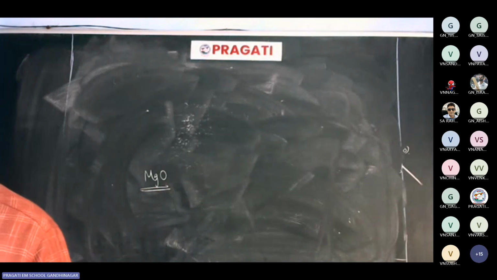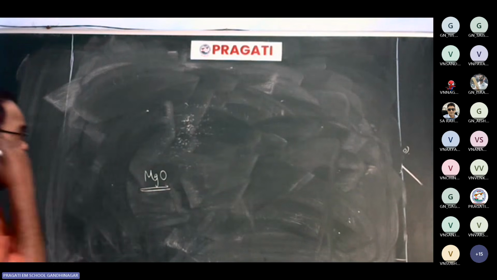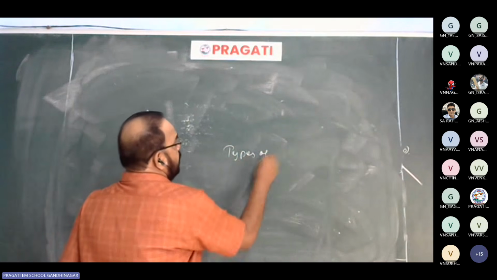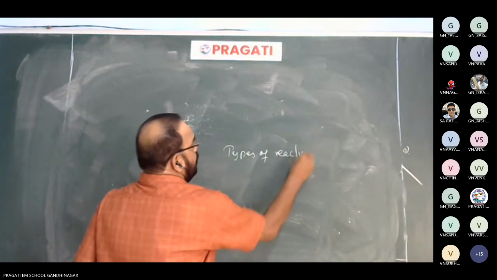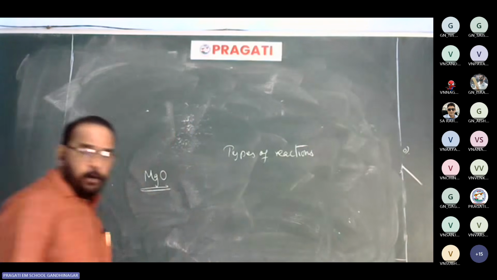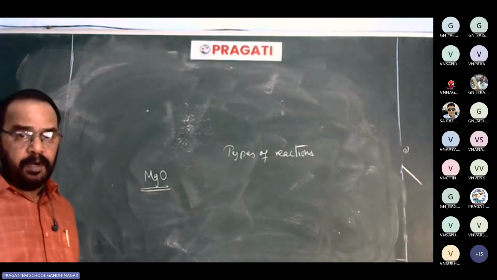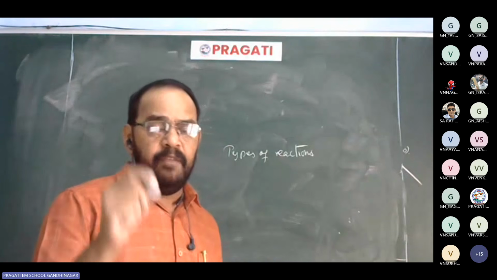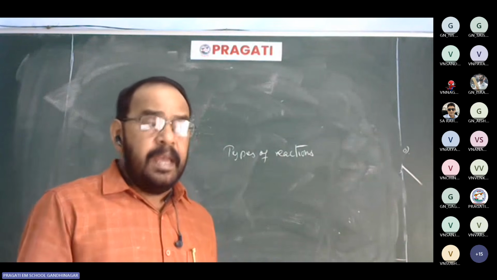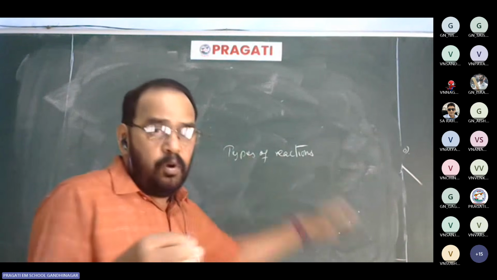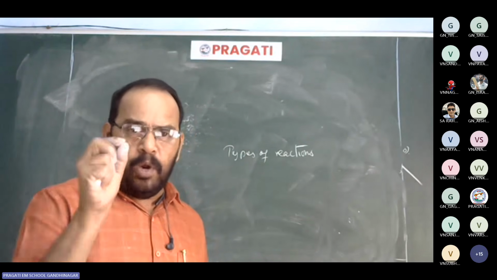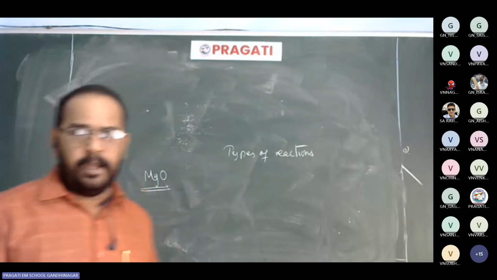Next question: types of reactions. They will ask you what the types of reactions are, with an example. For example, what is chemical combination? Give an example. Otherwise, they may only ask for an example. This can be in 1 mark or 2 marks. Read the question very, very carefully.